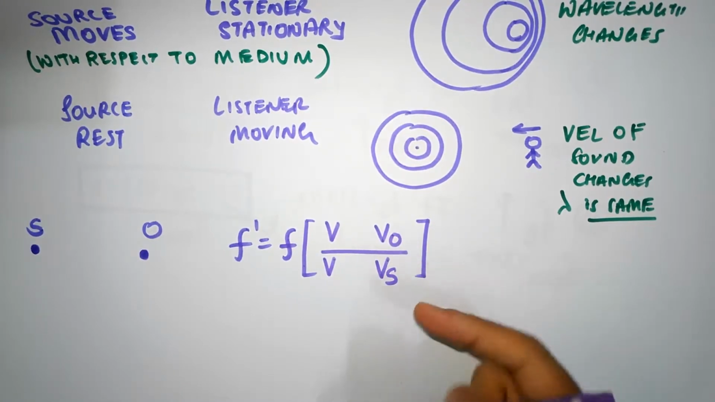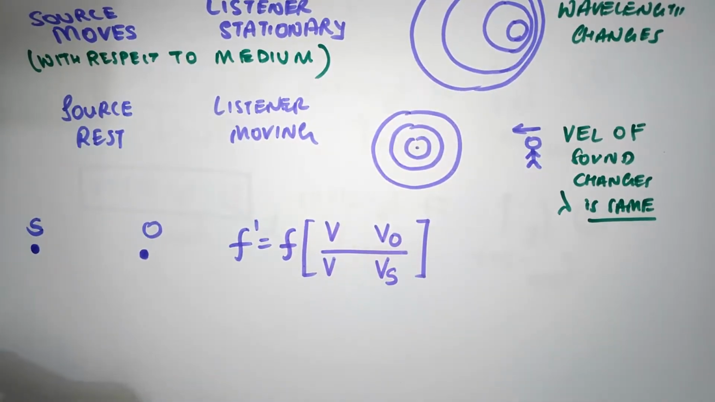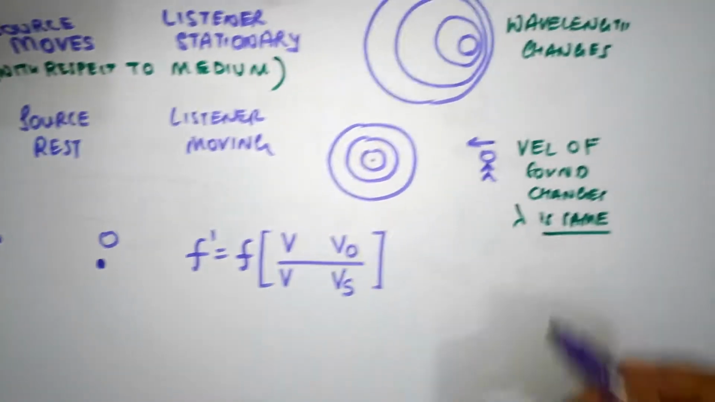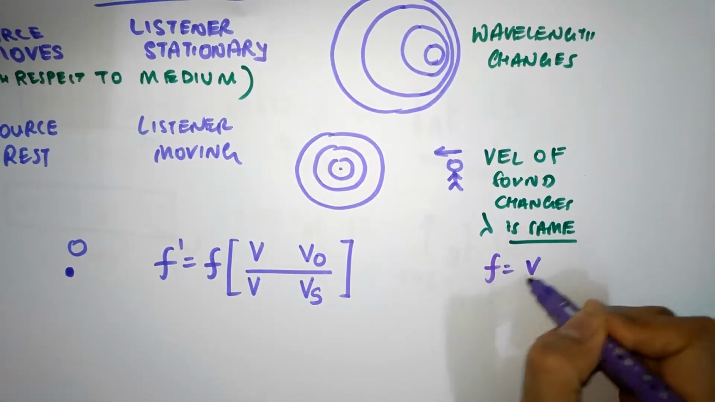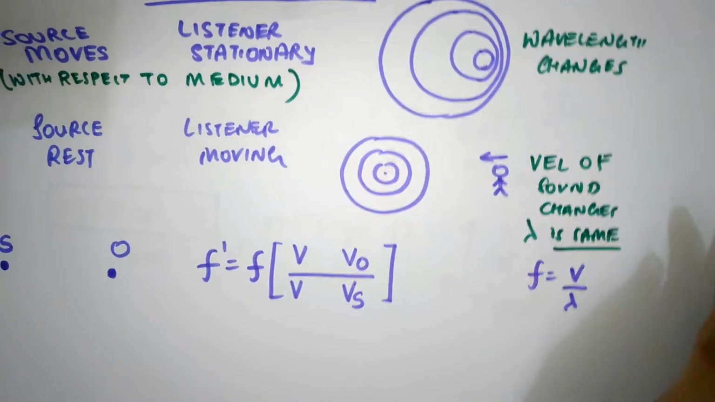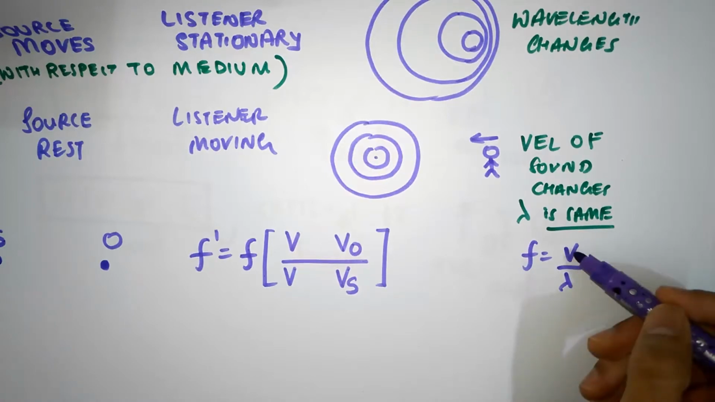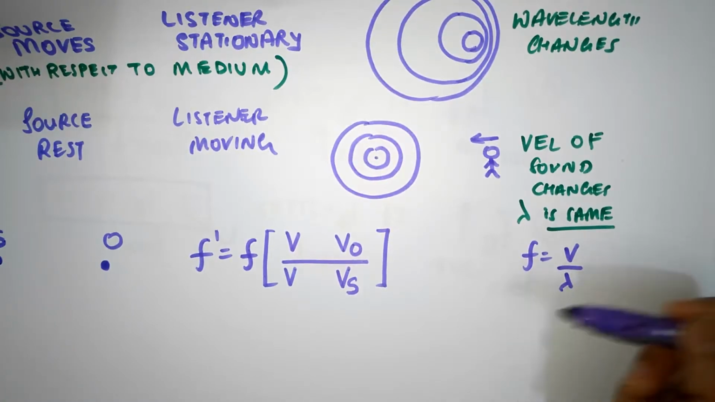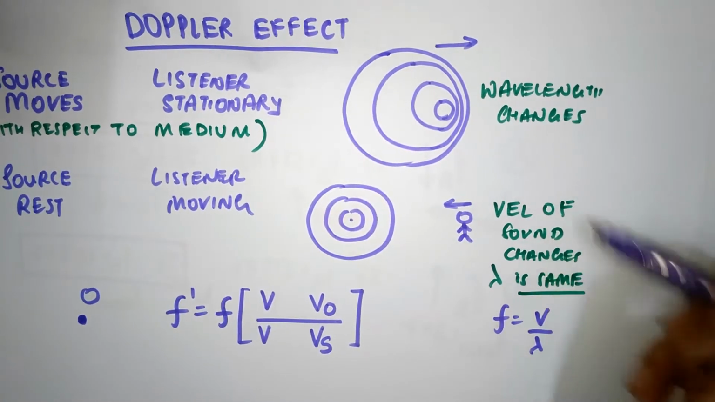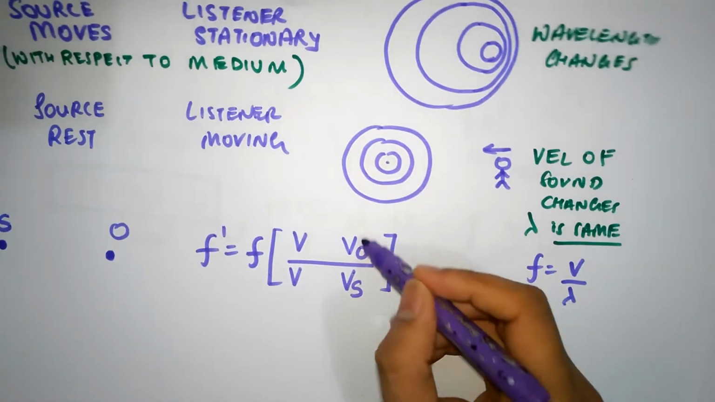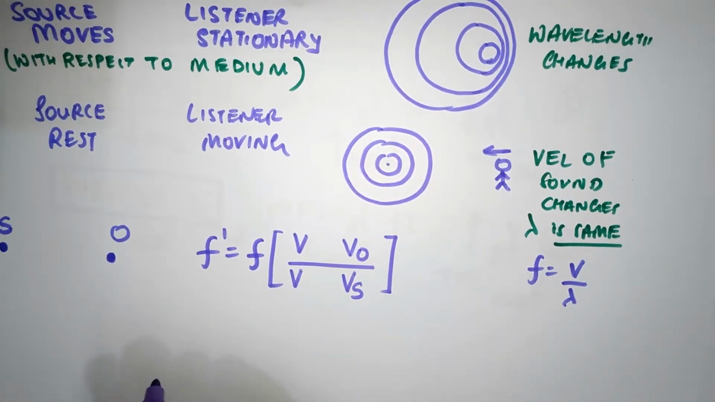In the denominator, it's the source motion that plays a role. You have to somehow remember this. The way I like to remember this is, I remember the formula f equals v over lambda. In the numerator, the velocity of the sound comes in. And that changes in which case? It changes due to the motion of the observer. And that's why the observer's effect is coming in the numerator.